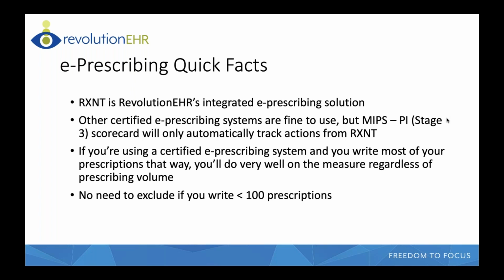So let's say you only wrote 5 prescriptions during your performance period, but you wrote all those electronically and they were sent to a pharmacy electronically. You just achieved 100% performance. So it's actually a better idea for you to report success and receive full credit in this category than to claim the exclusion and have these points shifted to a potentially more difficult set of measures. Okay, so if you are using a certified e-prescribing system and you write most of your prescriptions that way, you're going to do very well, regardless of your prescribing volume.